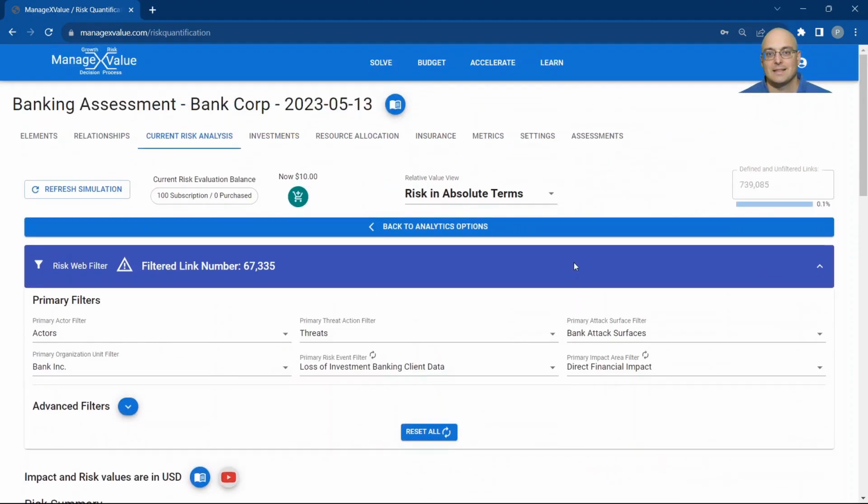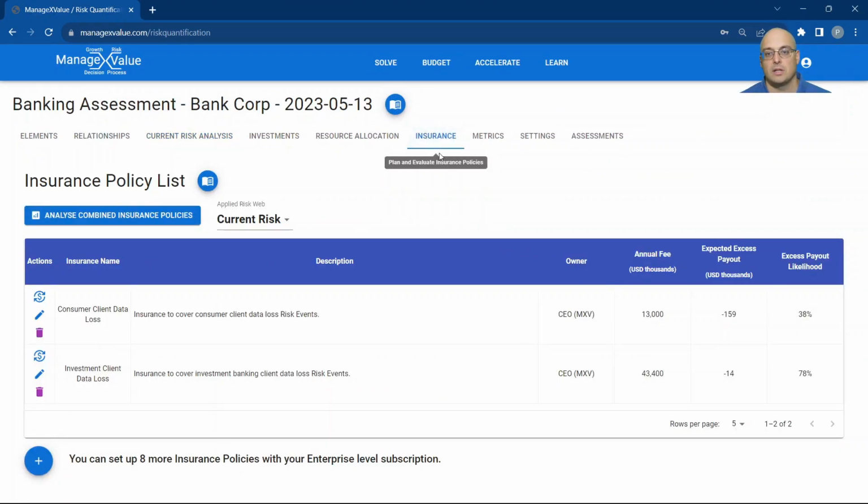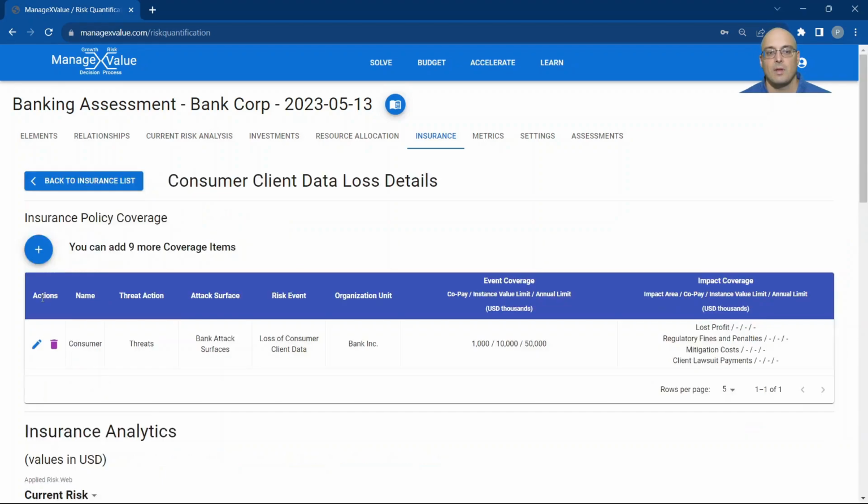This slicing and dicing capability is crucial in order to really have a flexible insurance policy evaluation. And let me show you why that is the case. So in this case, you can see there are two relatively simple insurance policies defined here. Both of them focus on client data loss. One of them just the consumer banking client data loss event, and the other one is the investment banking client data loss event.